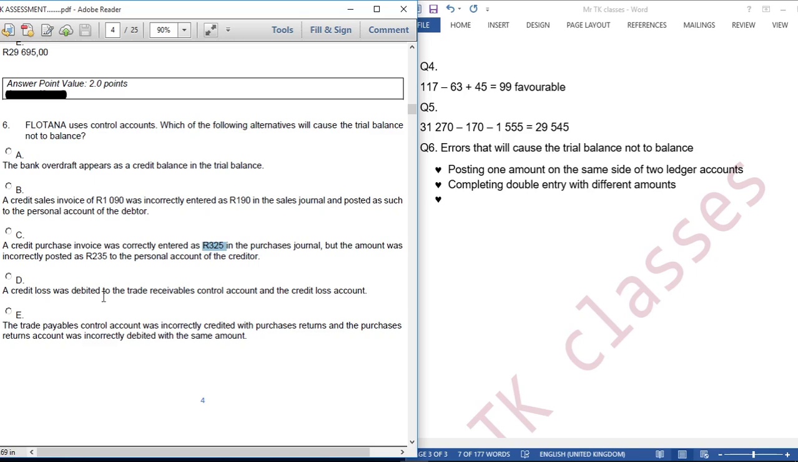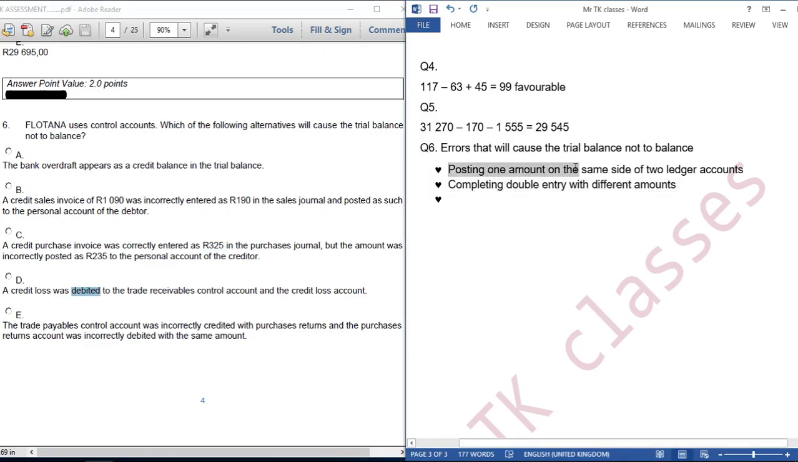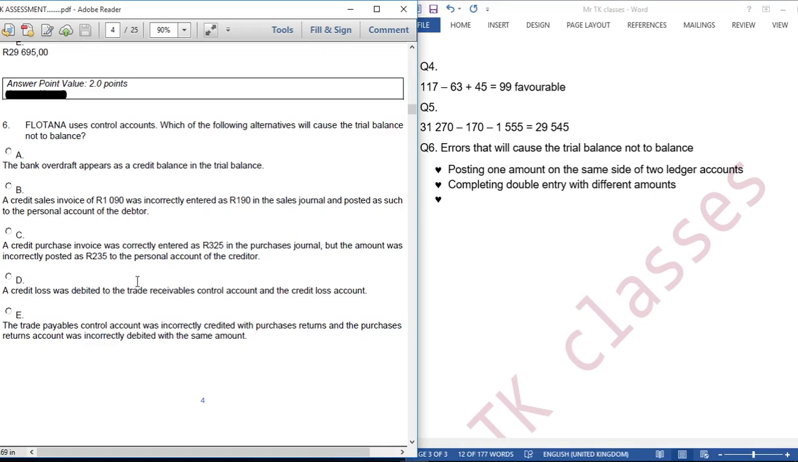A credit loss was debited to the trade receivables control account and the credit loss account. So what happened here? It is posting one amount on the same side of two ledger accounts. We posted this amount on the debit side of these two accounts. So obviously we are going to overstate the debit side, because for every entry we should have a debit entry and a credit entry. It didn't happen here. So D is the answer.